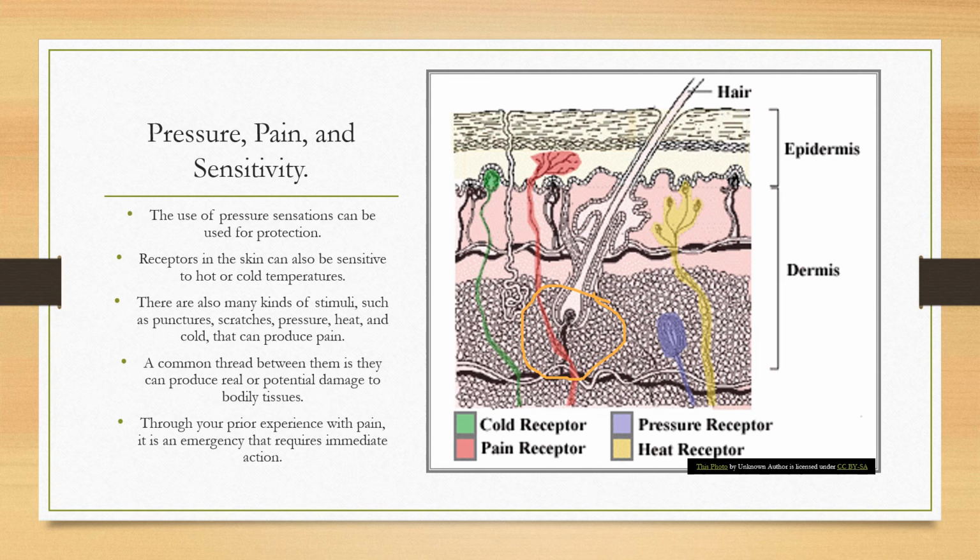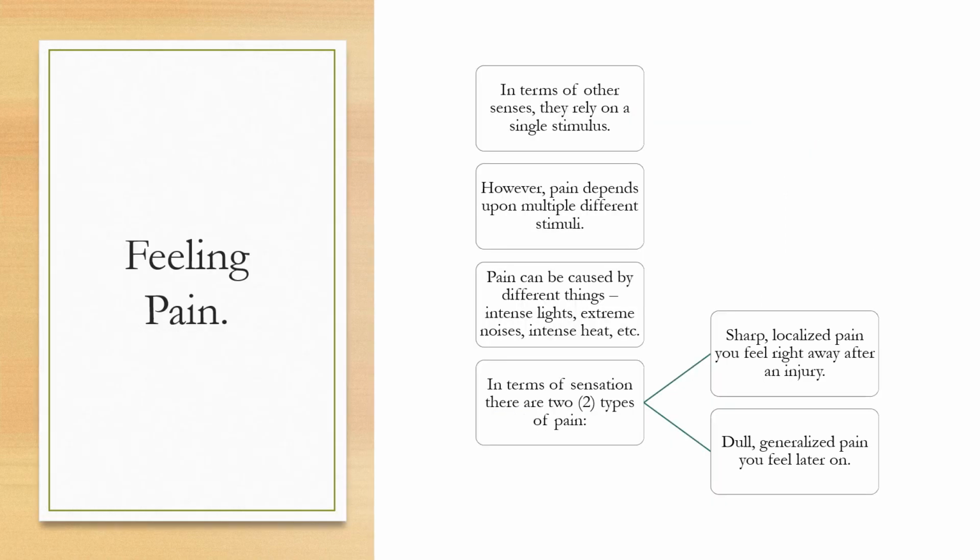But again, this is the location of those four different types of receptors in terms of touch and feeling. Feeling pain. In terms of other senses, they rely on a single stimulus, for example, bright lights or a loud noise. However, pain depends upon multiple different types of stimuli. Pain can be caused by different things. It could be intense lights, extreme noises, or intense heat or cold.